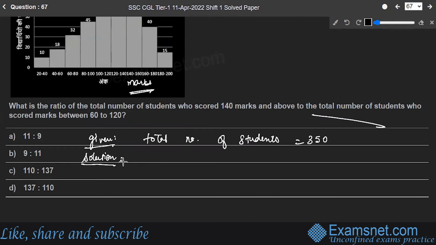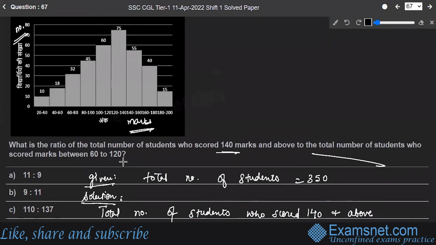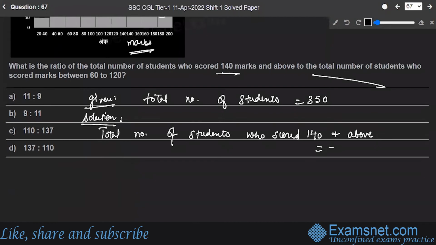The total number of students who scored 140 marks and above. What are those? Total number of students who scored 140 and above. They are how much? See, 140 and above. So they are 55 plus 40 plus 15, which is equal to 110.